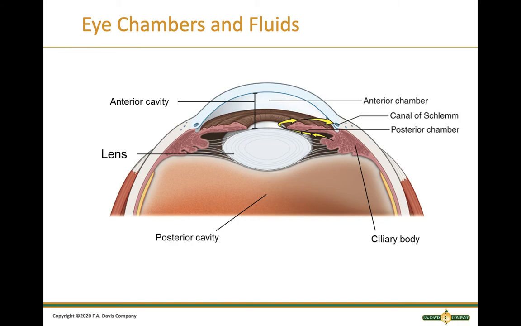Also here we can see the lens. The lens, its job is to focus light. And then the posterior cavity is basically the back of the eyeball. It's full of the vitreous humor, which is more like jelly.